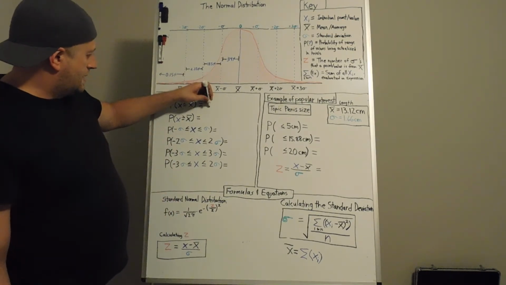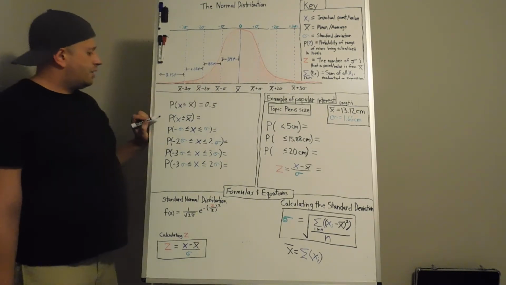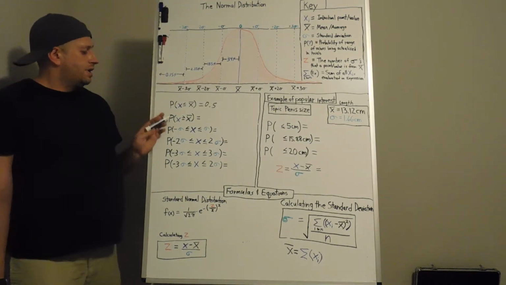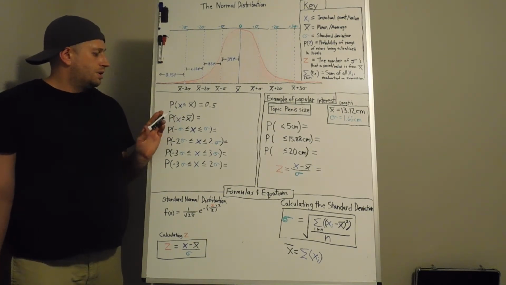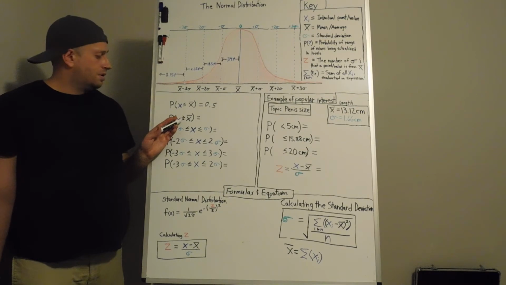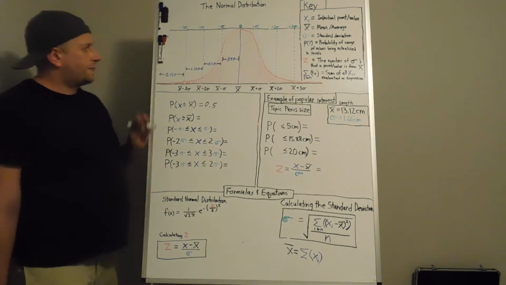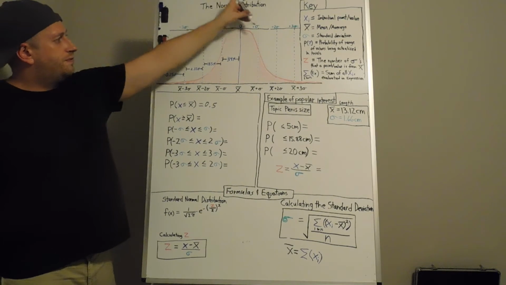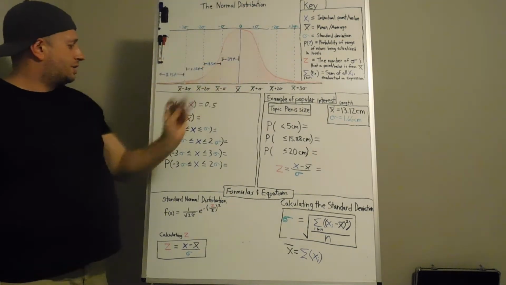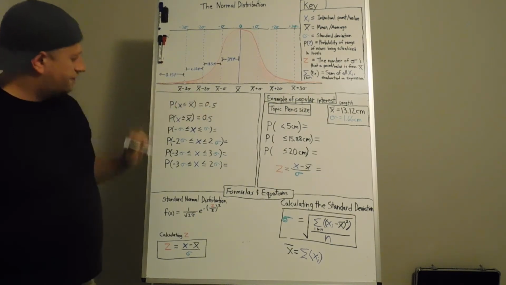So we'll put the answer here, which is 0.5. How about the probability of any given x value being greater than or equal to the average? Well, if it's in the middle again, just like it is with this, there's going to be a 50% chance that it's going to be on that side. So we can fill this in and say 0.5.